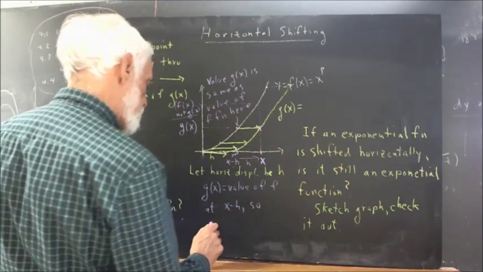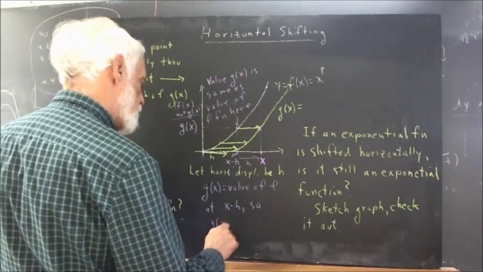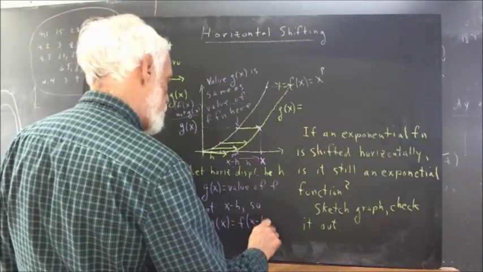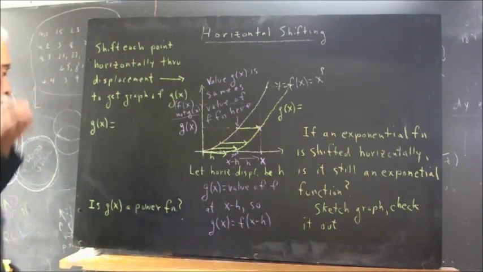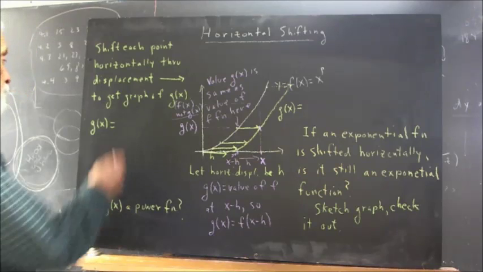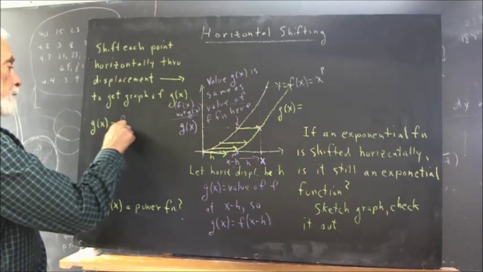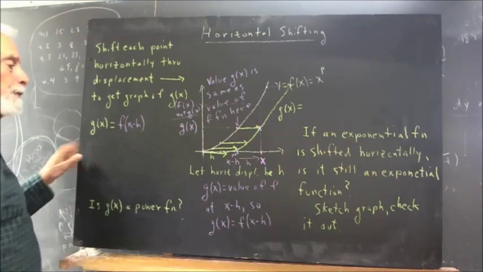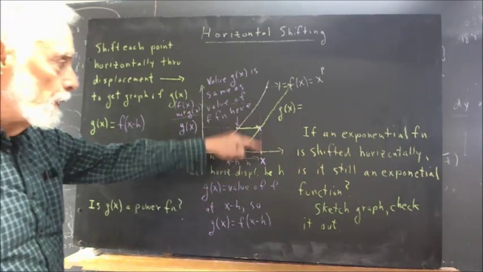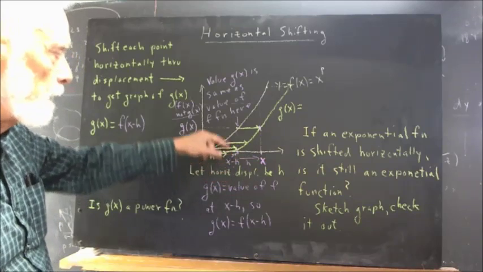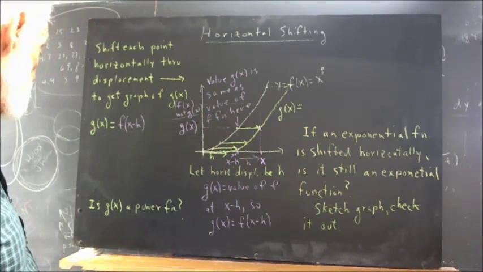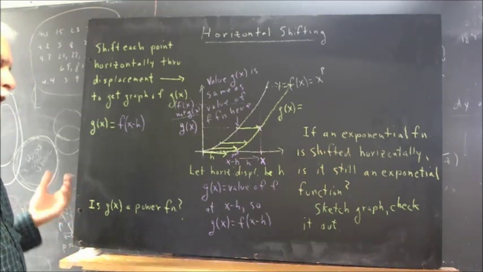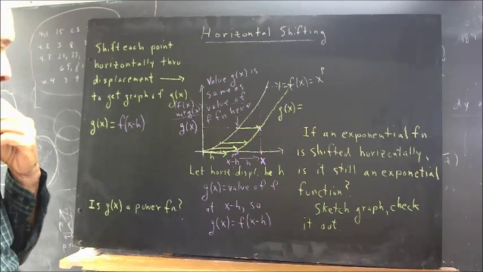So g of x equals f at x minus h. So g of x is f evaluated at x minus h. To get the value of g at a point x, you have to evaluate f at the point x minus h. Now the question is, is g of x a power function? I'm not going to address that just yet.